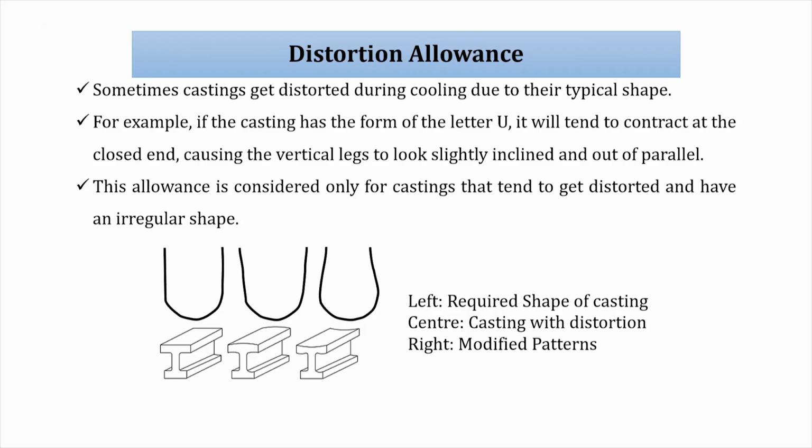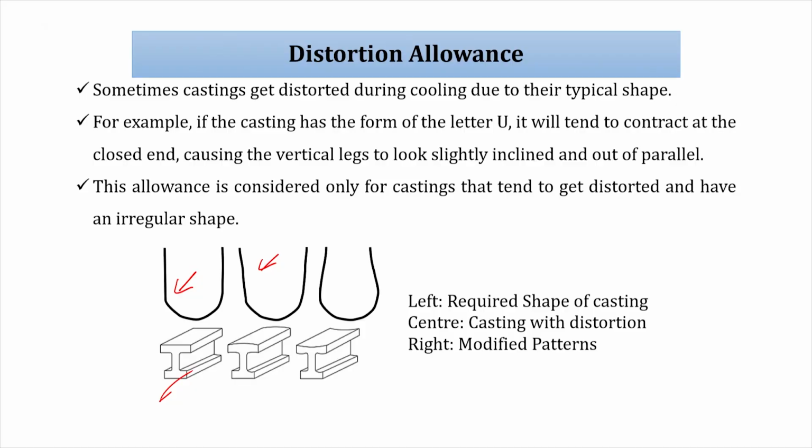If you are making a thin section casting like an I section, due to residual stresses it starts to bend, either in this direction or the upward direction. I want to make this parallel, okay. But what happens after casting is that it goes like this due to residual stresses. So, what can we do? We can give some inclination. So, what will happen, due to this it converts into the shape that you want.